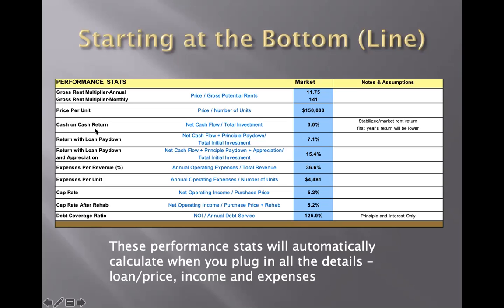Cash on cash return on investment, very commonly referenced and used. And cap rate is another one I'd really like to focus on today, including cap rate after rehab, once you know what your initial repair budget is going to be. But again, these stats are going to automatically calculate and plug in. And as you get through the pro forma, you'll get to see all the factors that go into them.